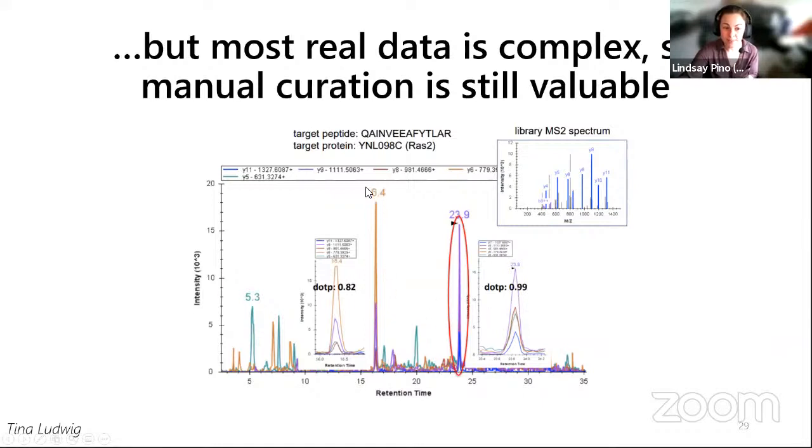So this peak group at 16.4 versus the peak group at 23.9, they're both pretty intense. 16.4 is actually more intense, and the chromatogram shape looks pretty good. But if we use the dot product, the peak group at 16.4 only matches the library spectra by like 82%. Versus on the right, the peak group at 23.9 minutes has a dot product, a match of like 99%. So out of these two, the right peak group is the one on the right.